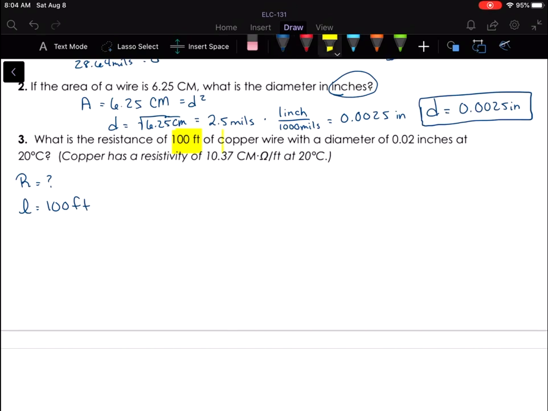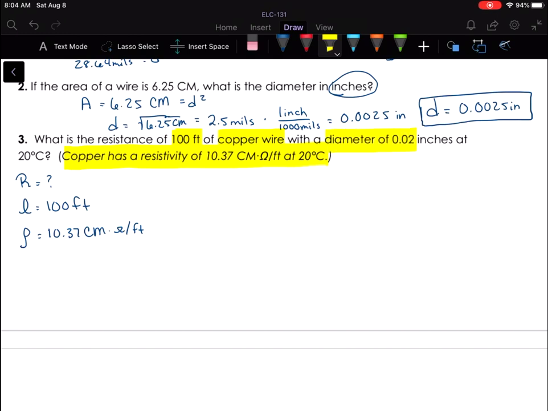And what else are we told? Copper wire, okay? Because copper has a resistivity of 10.37. So that means the resistivity we're given, let me clean that up a little bit. The resistivity is 10.37 circular milliohms per foot, with a diameter of 0.2 inches.